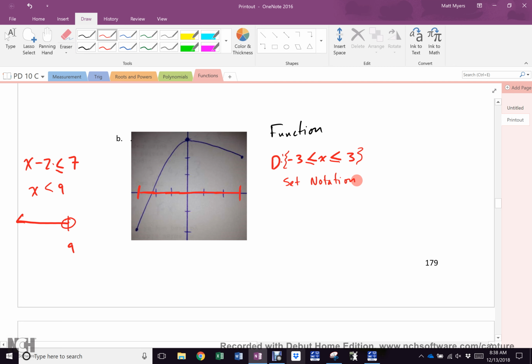We can also write this in what is called interval notation. And interval notation is different. Interval notation looks like this. What's the lowest number? Negative 3. What's the highest number? Positive 3. Is this negative 3 included? Yes. So we put a square bracket.